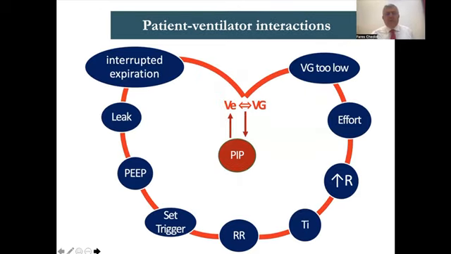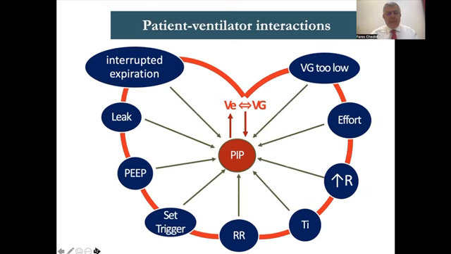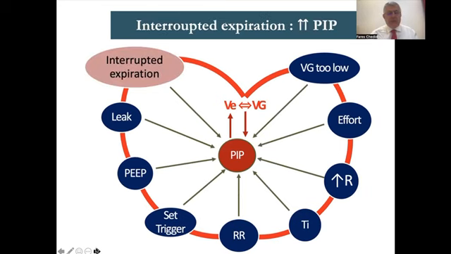the relation between the PIP and VG has so many interactions that may affect that beautiful relation. I present it in this heart, and I will present to you one by one, from left to right, all the possibilities that could interfere with the PIP. All of those will interfere with PIP. Let's start with interrupted expiration.